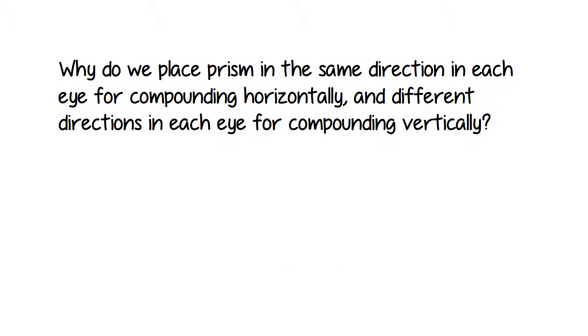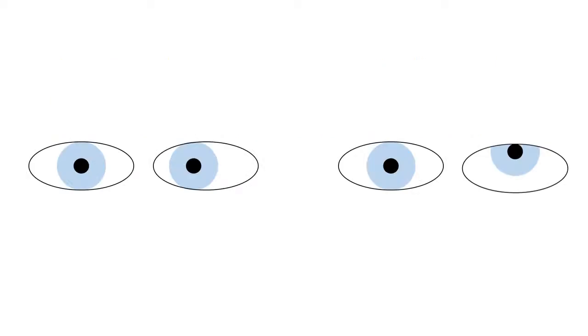Okay, here's another question. Why do we place prism in the same direction in each eye for compounding horizontally, in different directions in each eye for compounding vertically? Well, the answer to that is kind of we don't. We just call them same and different. Watch.